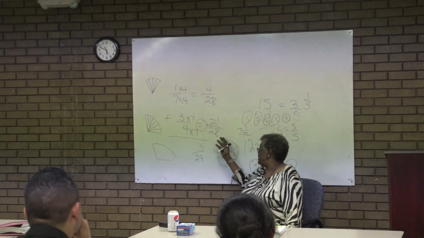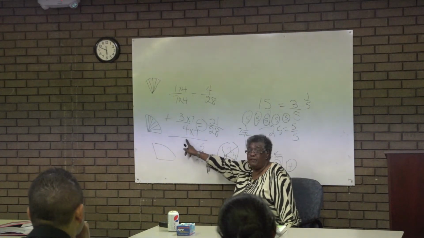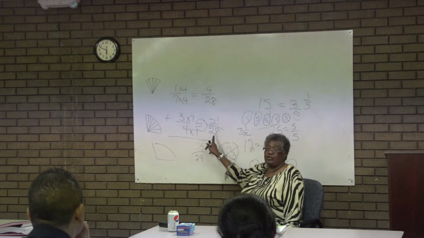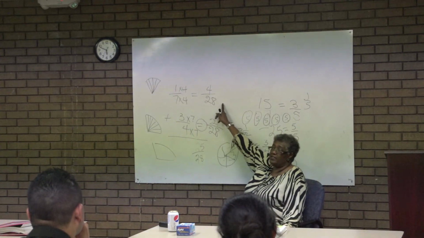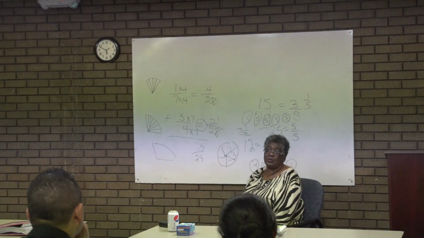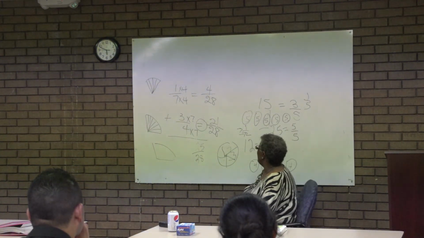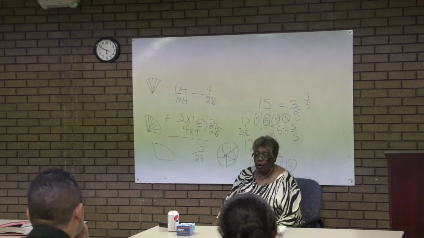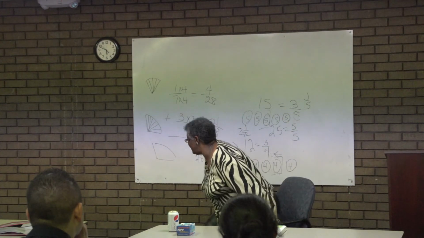It's not that this number stays the same. It's the size of the piece. They are now 28ths. They used to be 4ths. They're now 28ths. These used to be 7ths. They're now 28ths. When you count them all up, they're still 28ths because that's what they are. Okay? So, when you add or when you subtract in fractions, they have to be the same.